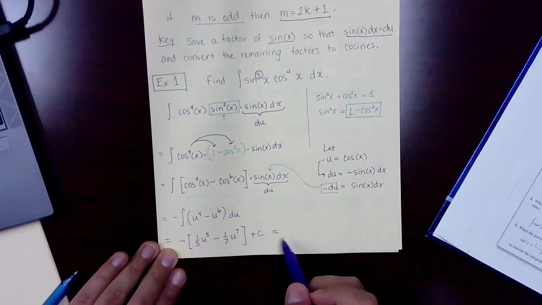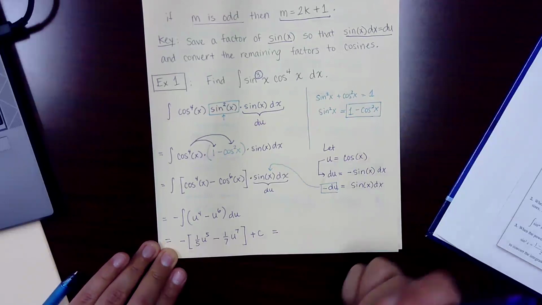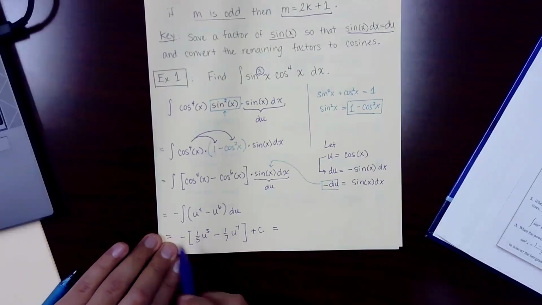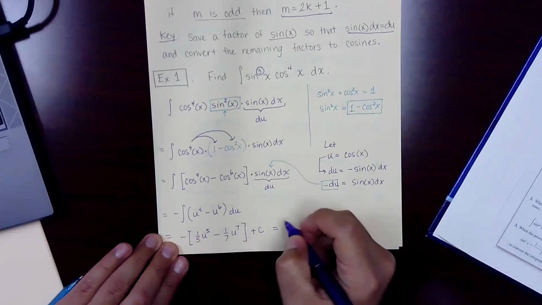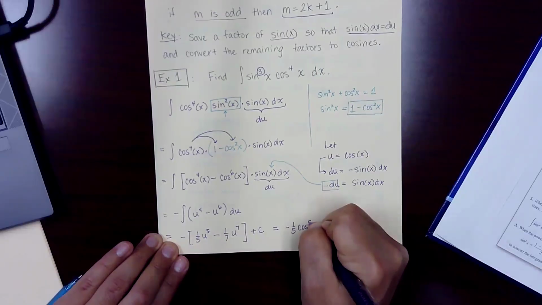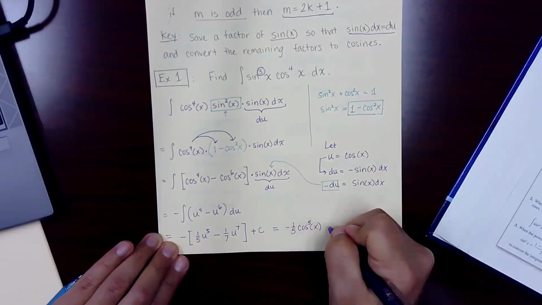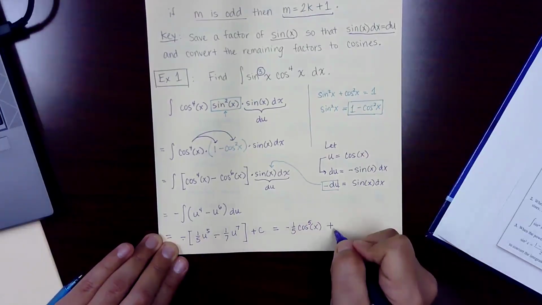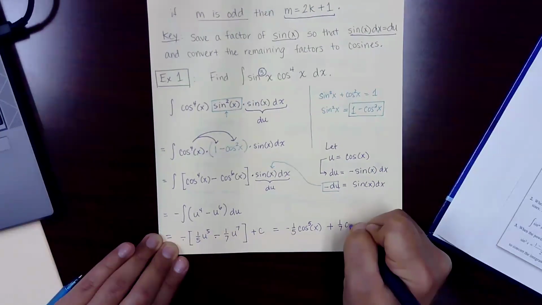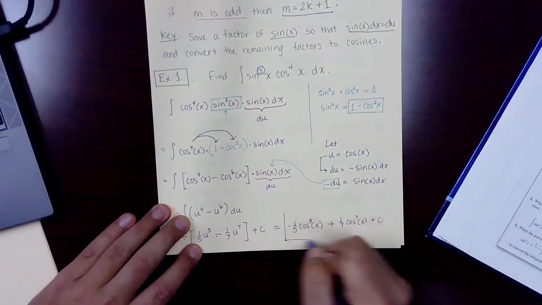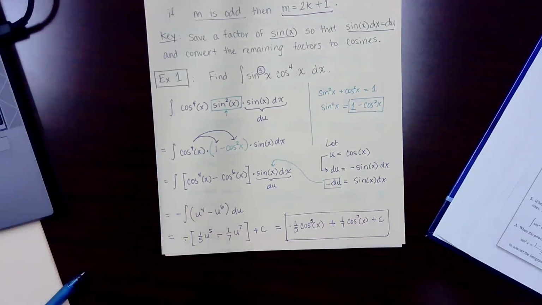And then we can substitute our cosines back in, right? Substitute u back in. So we should have, and don't mind me if I do this, I'm going to go ahead and also distribute this negative sign that's on the outside of these brackets. What we should have is negative 1/5 cosine to the fifth power of x plus, because a negative times a negative gives you a positive, and that'll be 1/7 cosine to the seventh power of x plus c. And so there is our indefinite integral.